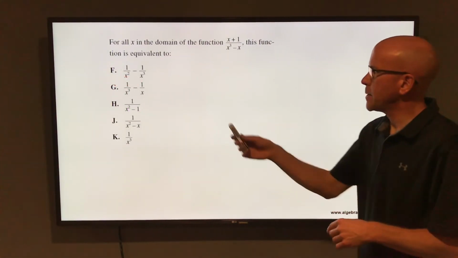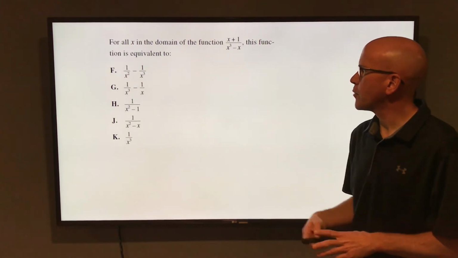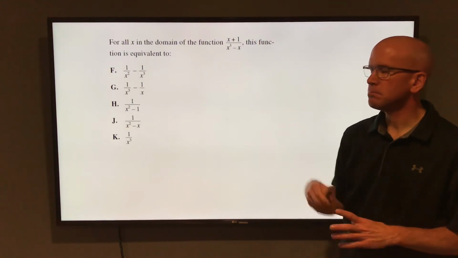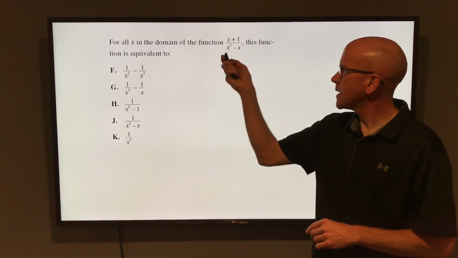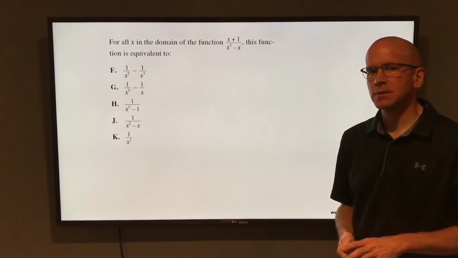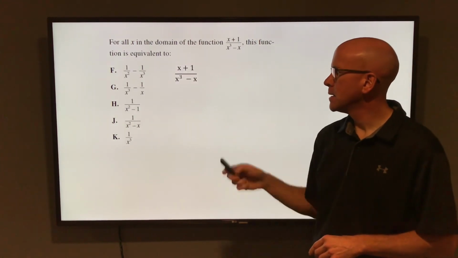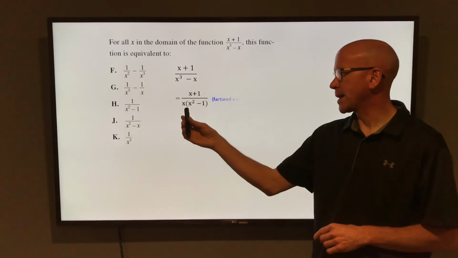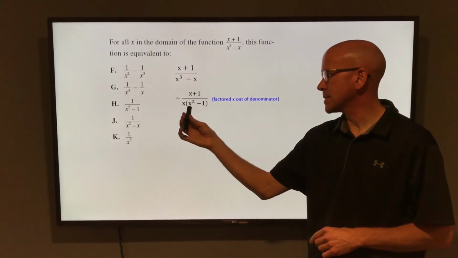For all x in the domain of the function (x plus 1) over (x to the third minus x), this function is equivalent to which of these? So you basically have to simplify this. That x to the third minus x has a common factor in those two terms. So you could factor an x out of those two terms on the bottom. If you factor an x out, you're dividing each term by x, and that's what goes in the parentheses.